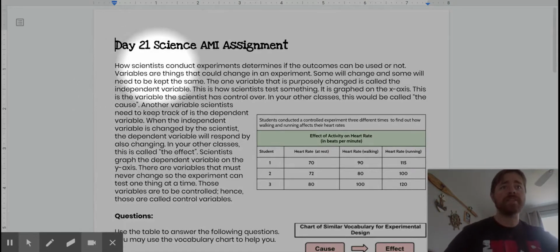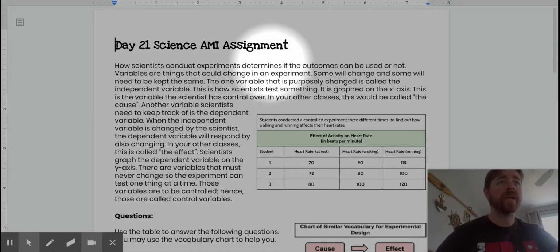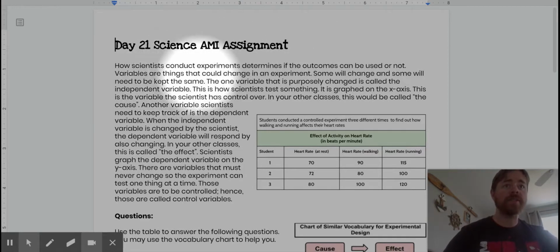How scientists conduct experiments determines if the outcomes can be used or not. Variables are things that can change in an experiment. Some will change and some will need to be kept the same. One variable that is purposefully changed is called the independent variable. This is how scientists test something. It is graphed on the x-axis. This is the variable that the scientist has control over. In your other classes, this would be called the cause.